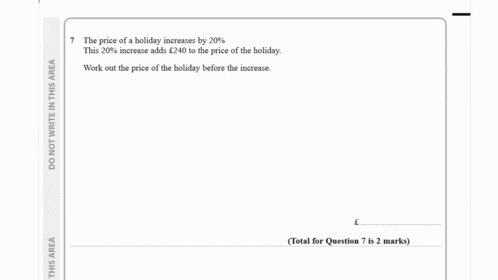Number 7. The price of a holiday increases by 20%. This 20% increase adds £240 to the price of the holiday. Work out the price of the holiday before the increase. Whenever we are looking at an original amount of anything, that always represents 100%. For this question, we are adding 20%, which makes our new percentage 120%. We've been told that the 20% increase adds £240, which means the 20% represents £240.